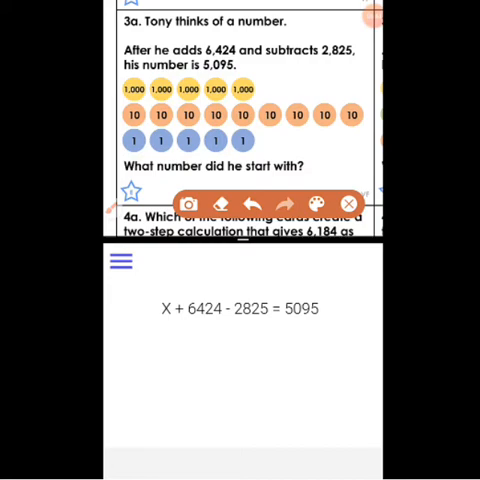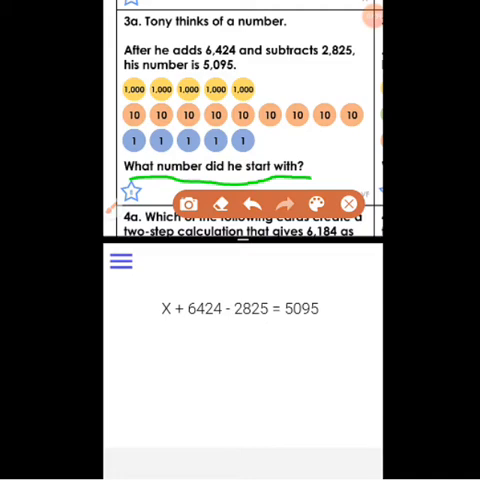Okay, so down here you can see that I represented the number that is in his mind with x. So the number in his mind is x. Then we now add 6,424 to that number, to x, then subtract 2,825 from it, and it gives us 5,095. So this is a word problem in a mathematical expression. Okay, so the question is, what number did he start with? So that number he started with is x. Okay, so let's check our calculator.